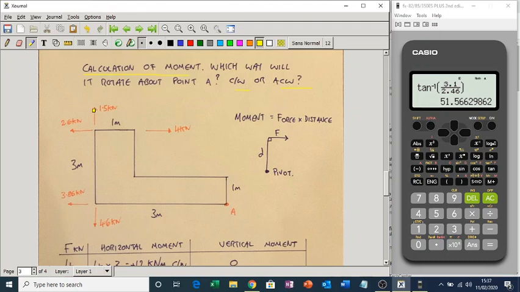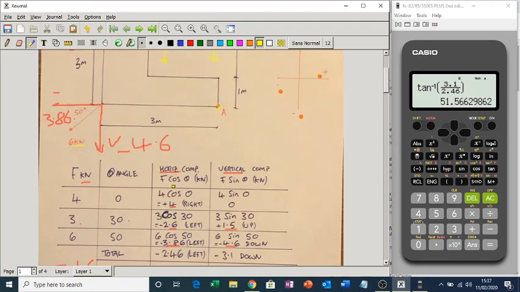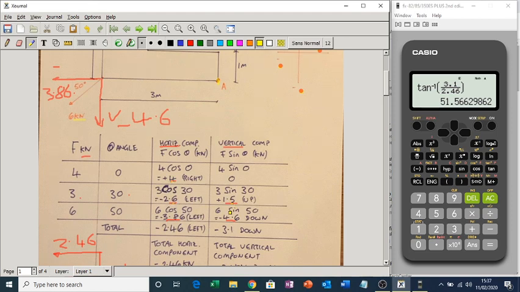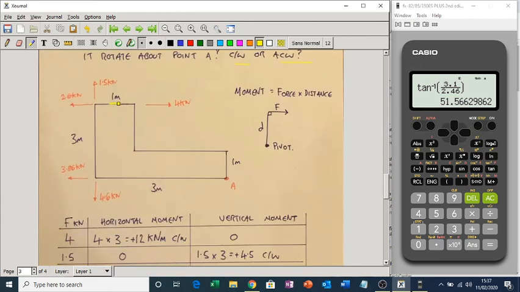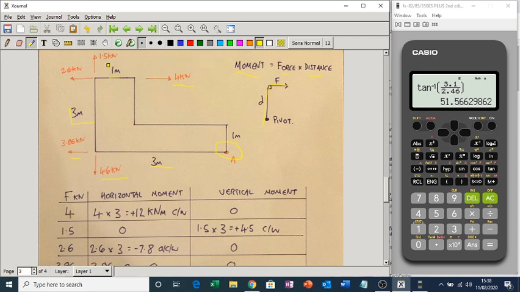So what I've done is I've labelled each force which we just calculated. So there's the 4, there's the 1.5, 2.6, 4.6 and 3.86 which have come from here. So I've labelled them to make it easier. I've also labelled the distances because don't forget moment is force times distance, force times distance to the pivot. There's our pivot. So I've labelled the 4, which is that one there. 1.5 is there, 2.6 is there, and so on.